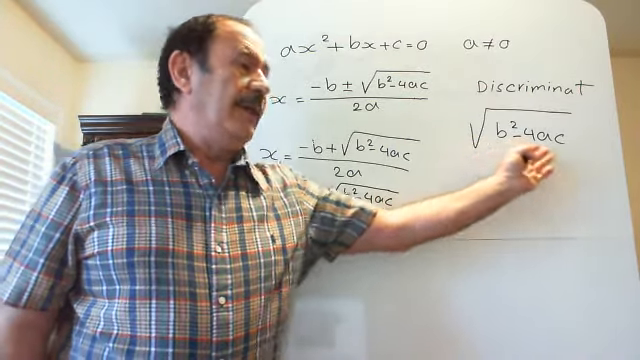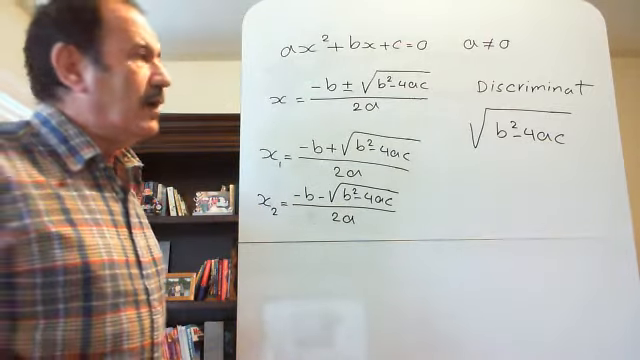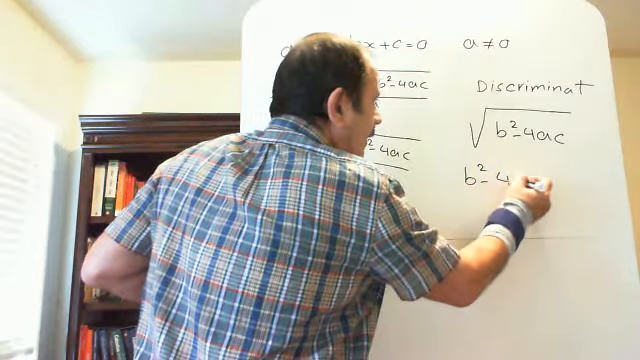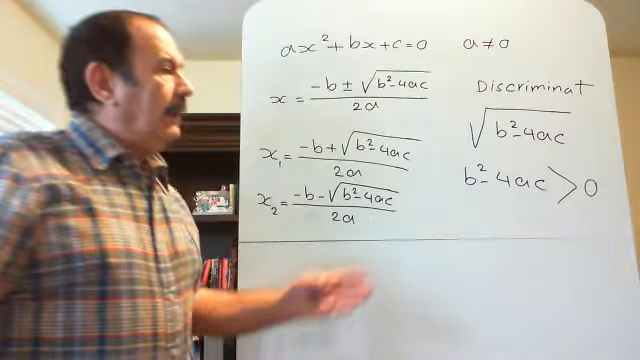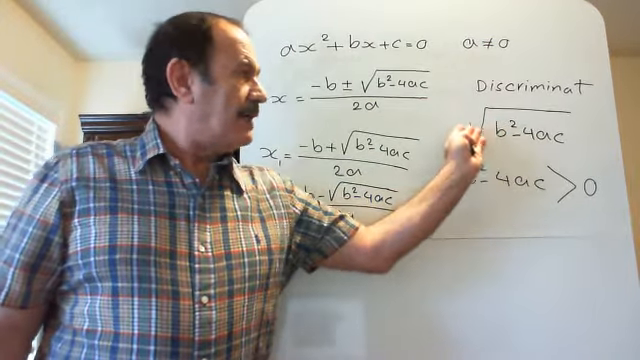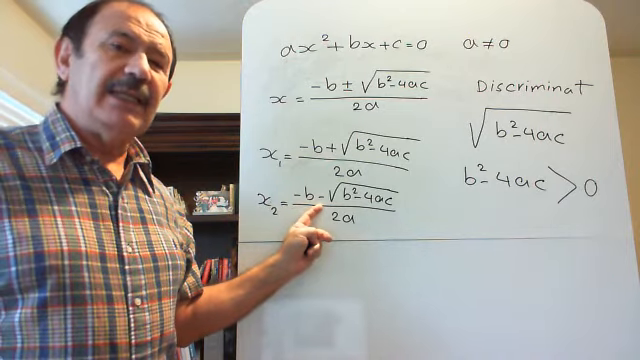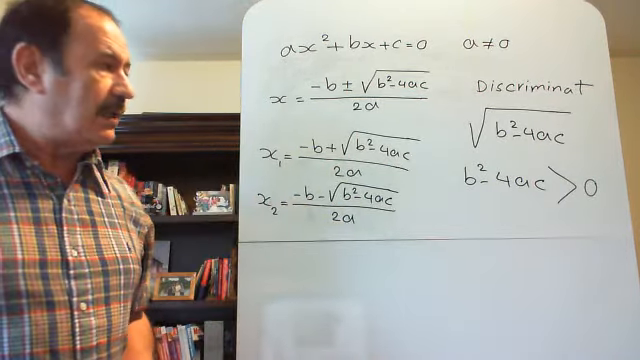And if this b squared minus 4ac is positive, if it's greater than 0, then we can have two answers for this radical, one with the positive sign and the other with the negative sign. So we will have two answers for the quadratic equation.